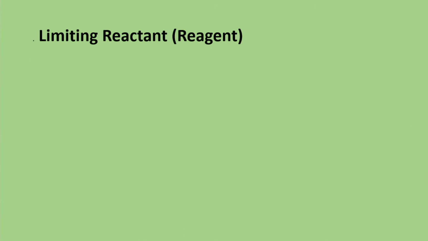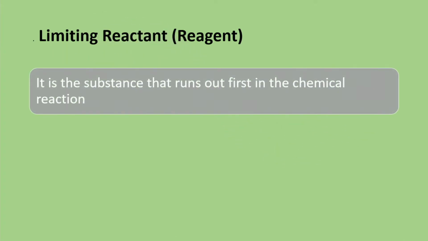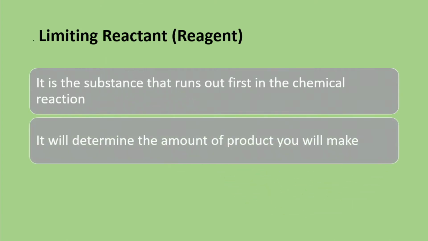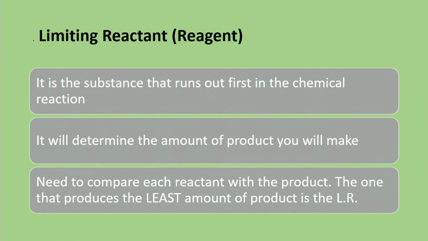So the next type of calculation is how do we determine our limiting reactant? Sometimes this is referred to as the limiting reagent. So our limiting reactant is the substance that's going to run out first in your chemical reaction. And as a result, it's going to determine how much of the product that you're actually going to make. So in order to do these types of calculations, we're going to have to compare each reactant with the product. And the one that makes the least amount of product, that's going to be determined, and that will be our limiting reactant.